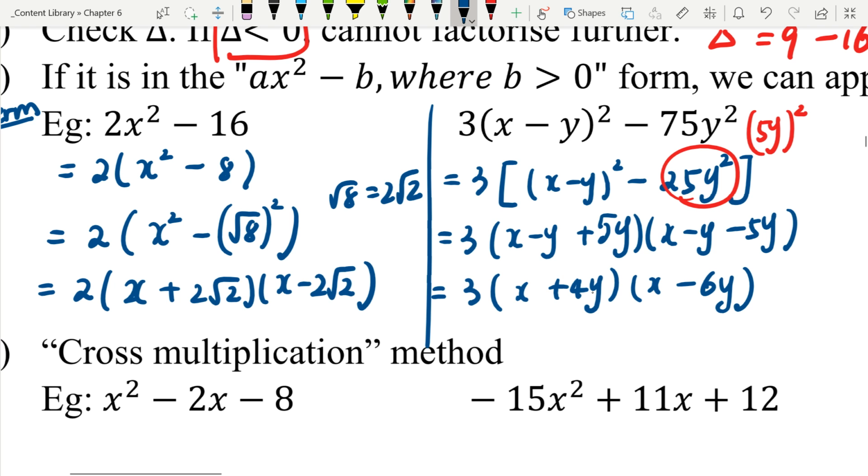I can factorize it that way. So we use these squares. We can put it into a squared minus b squared form. That's what you need to think about, how we can factorize that.